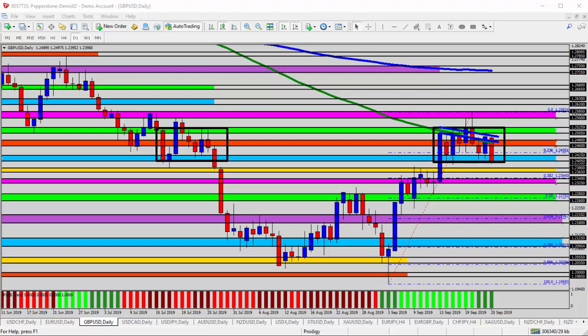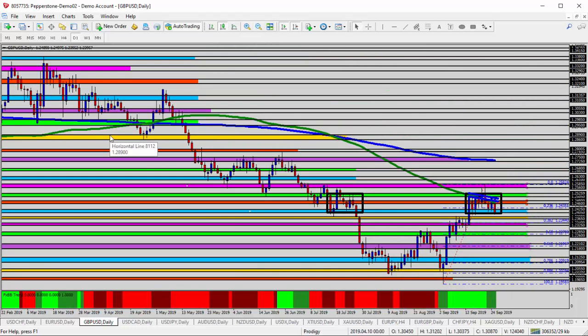Today we're taking a look at the GBPUSD, the Great British Pound versus the US dollar, for today's trade analysis. Let me zoom out one time so we can see some history for this currency pair.